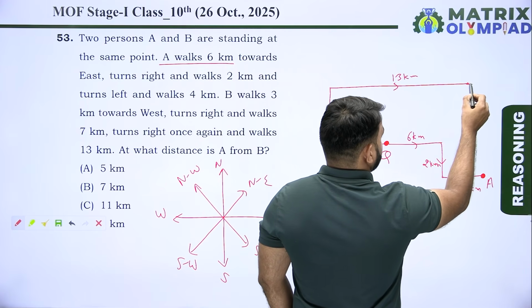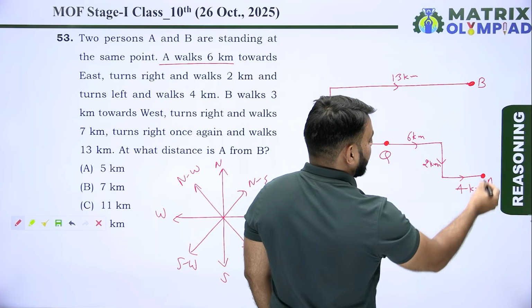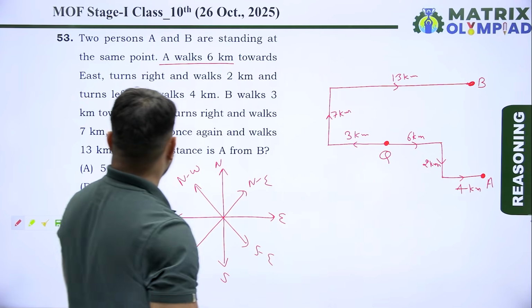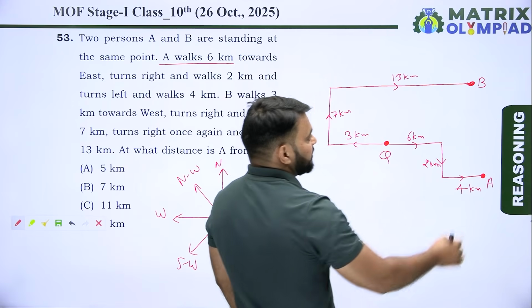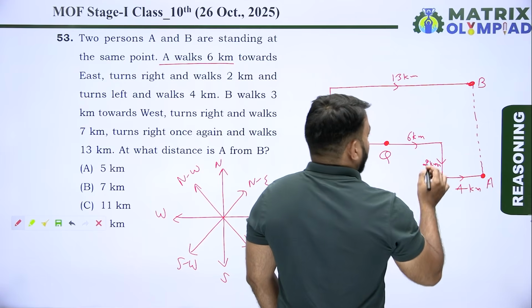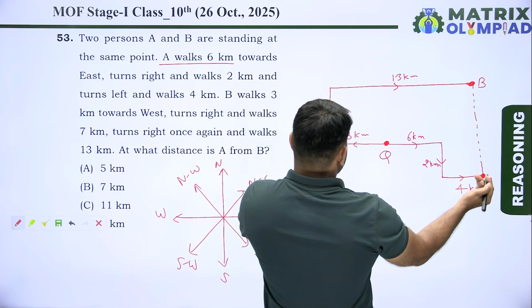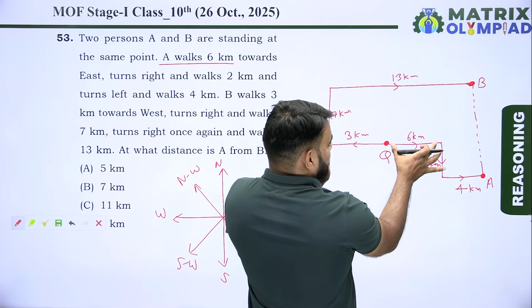Let's suppose this is the final point, B. Now here is B. B यहाँ पे है, A यहाँ पे. Now at what distance is A from B? So now find the distance between A and B. ये टोटल इस पॉइंट से इस पॉइंट की टोटल डिस्टेंस हो जाएगी 13, 4, 6 and 3.